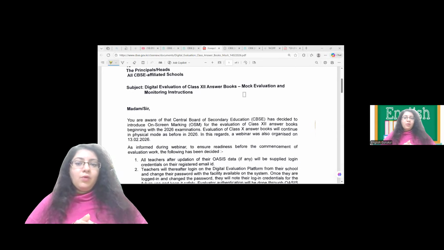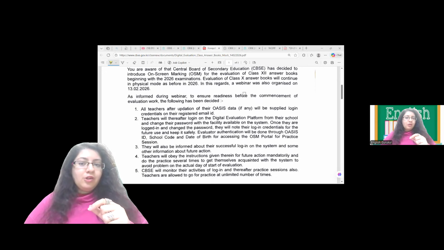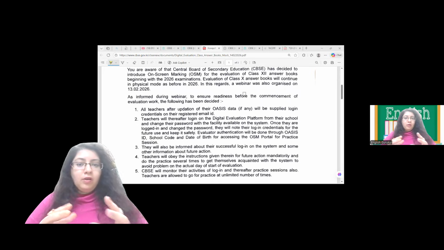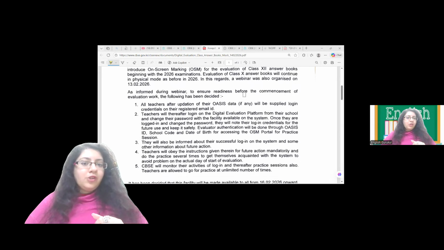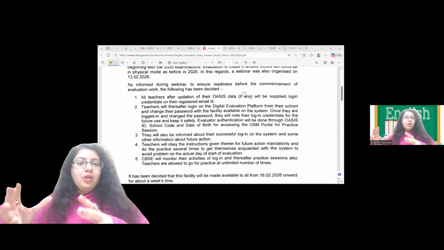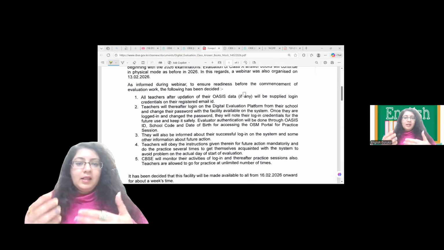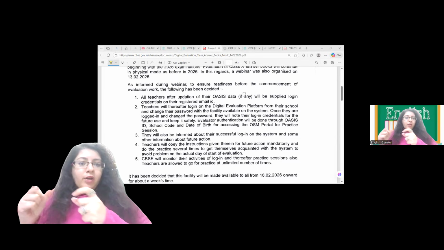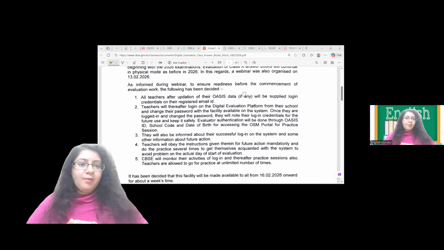So we do get to see some important instructions. Before the commencement of evaluation work, the following has been decided. All teachers, after updation of their OSS data, if there's any need, will be supplied login credentials on their registered email ID. This is the first step.